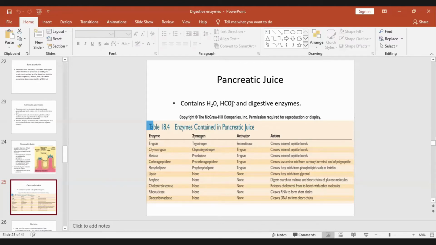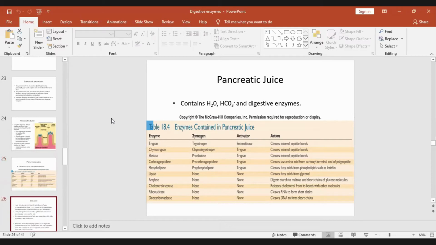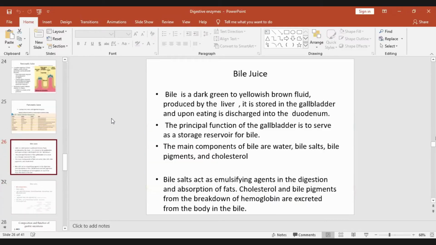Bicarbonate is also an important component of pancreatic juice. I have already told you its major function is to neutralize the acidic food, because it has been exposed to the hydrochloric acid of the stomach. When it comes to the small intestine, this highly acidic environment should be neutralized to some extent by the bicarbonate. That was about pancreatic juice.